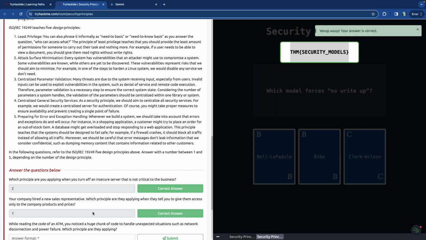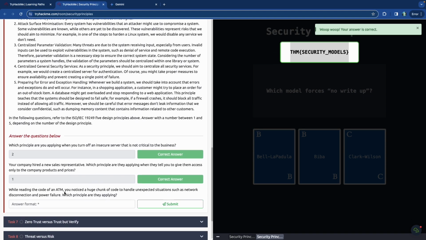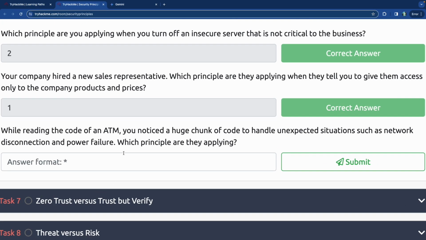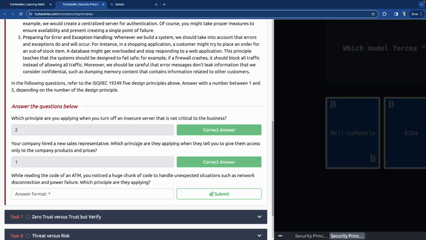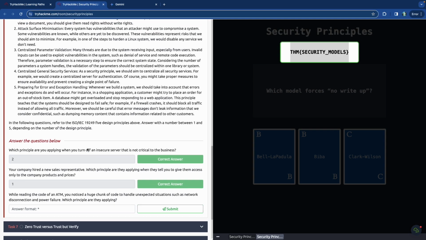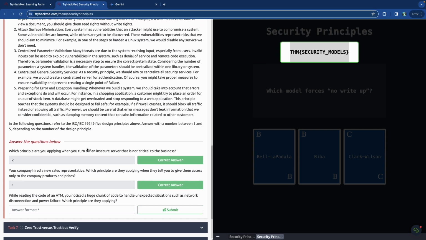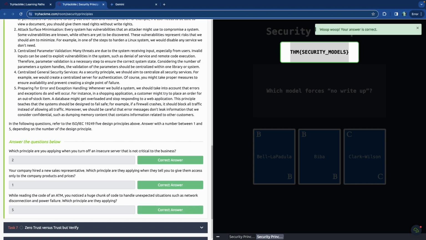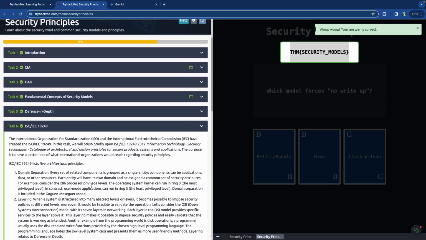So least privilege. And then finally, while reading the code of an ATM, you noticed a huge chunk of code to handle unexpected situations such as a network disconnection and power failure. Which principle are they applying? And that would be, I'm going to say it's between number 3, which is centralized parameter validation, or number 5, error and exception handling. And I'm going to say 5. Yeah, that's it. Okay, great. All right, so that was that.